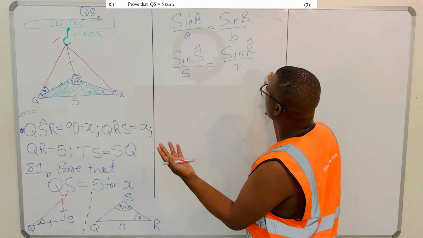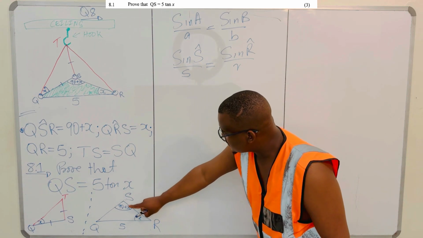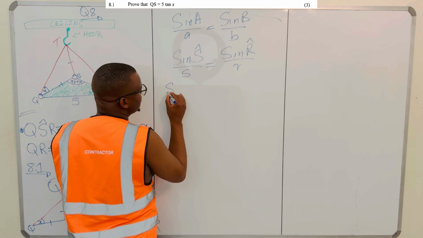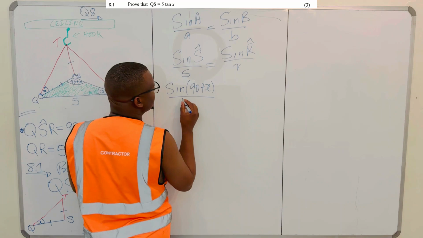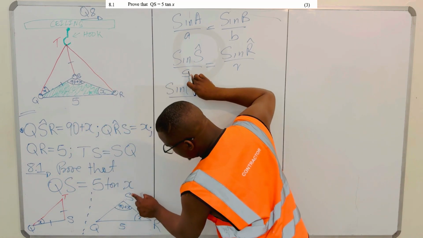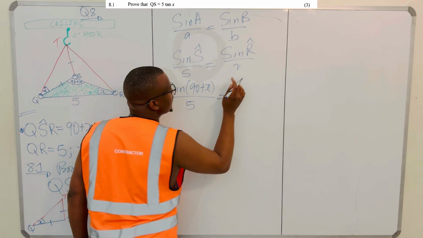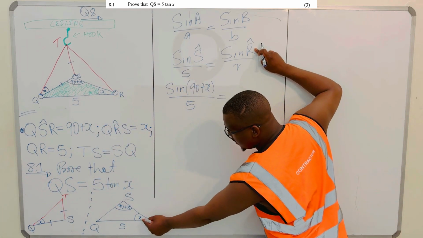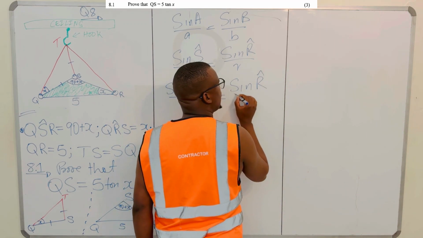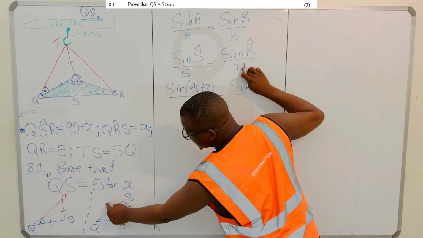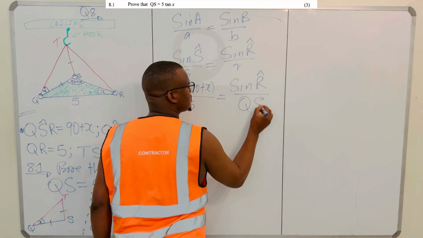And then what you are left to do, because this is the sine rule, is just substitute things that you have. What is angle S? Angle S is 90 plus x. So you have sine angle S, which is 90 plus x, all divided by small s. What is small s? It is the opposite length, which is 5 units. So 5 units is equal to sine angle R. What is angle R? Your angle R is equal to x. So it should be sine angle R over small r. Small r is the opposite length, which is QS, which is what you're looking for, all over QS.